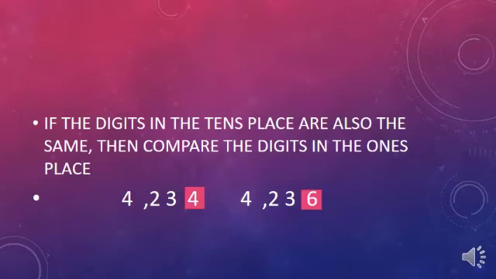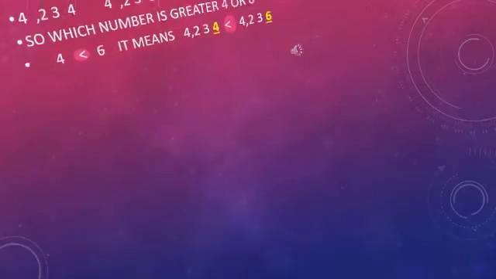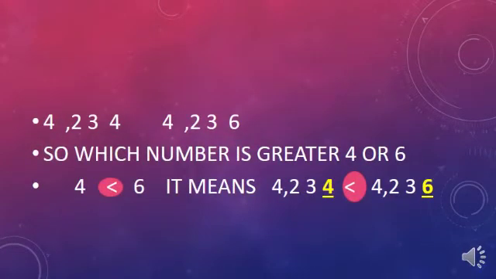So what is written here? If the digits in the tens place are also the same, then compare the digit in the ones place. See, on the ones place here 4 is there and here 6 is there. Are both the same? No, they are different from each other. In one number 4 is there and in the other number 6 is there. So when the numbers are different, then you have to check which number is greater than the other.